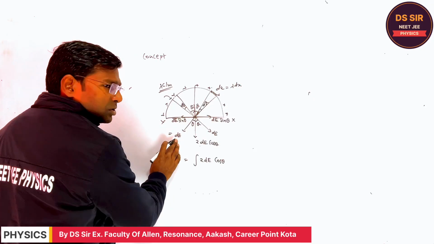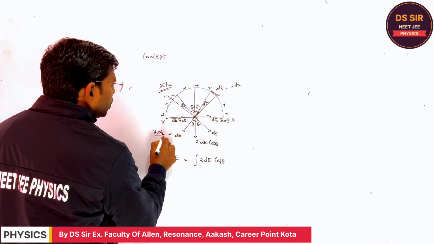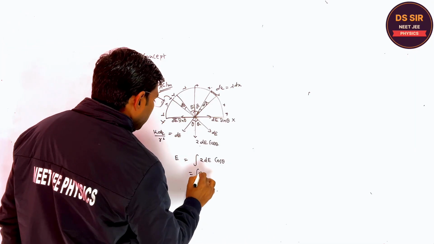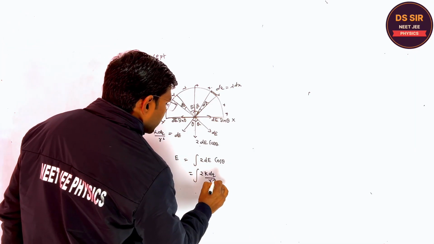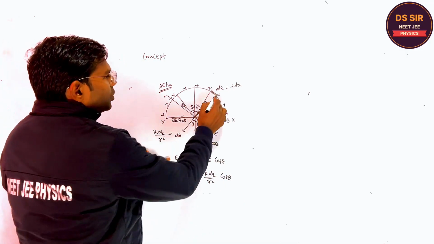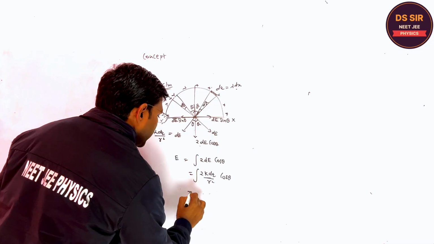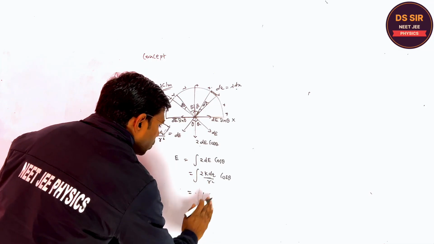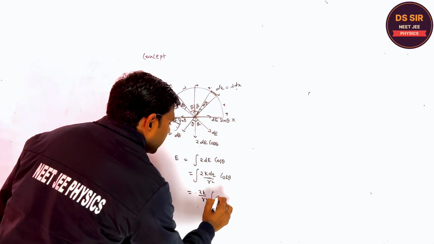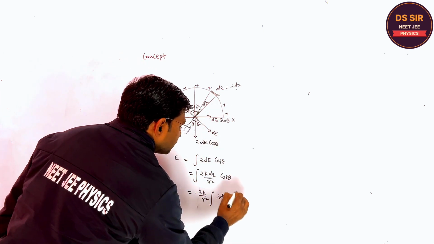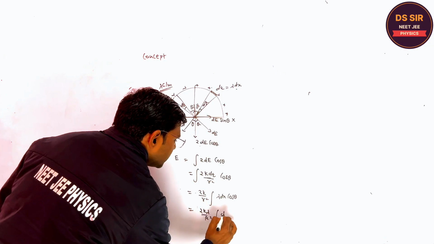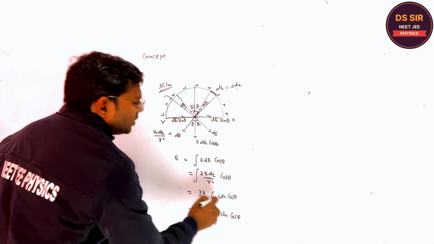All right, and dE is equal to what? K dq upon r square, where r is the radius. So here 2k dq upon r square into cos theta. And what is dq? dq is nothing but lambda into dx. So 2k upon r square, and dq is lambda into dx into cos theta. Lambda will also come out from the integration, and it is dx into cos theta. So now you have to integrate.